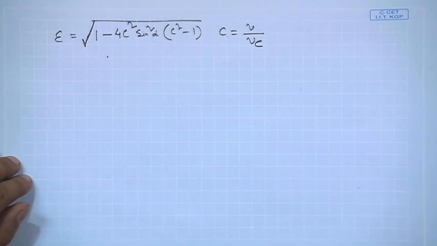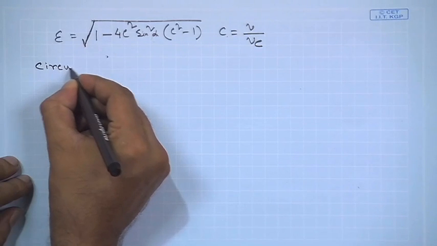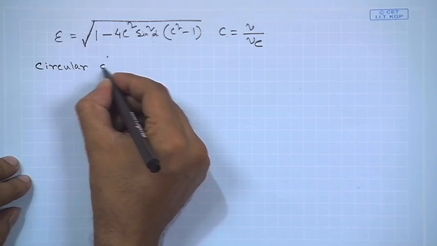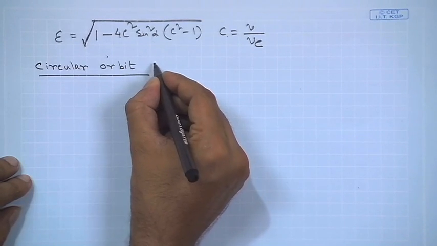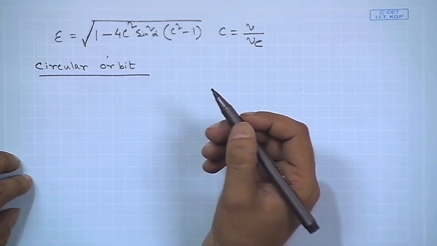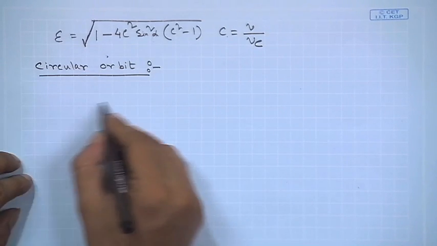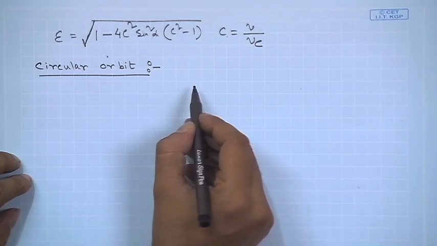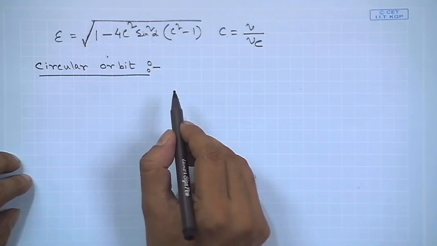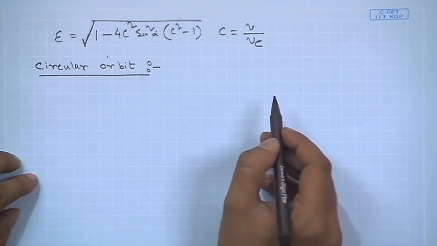Now, let us first look into the condition for circular orbit, because we have already discussed circular orbit many times, and every time I have discussed circular orbit, I told you that circular orbit is a special case of elliptical orbit, and there are certain conditions that have to be satisfied in order to get a circular orbit. I am going to show you what these conditions are for an artificial satellite.